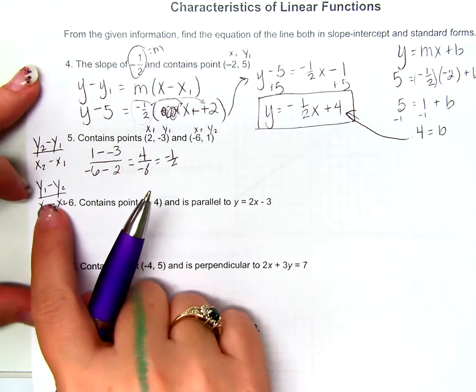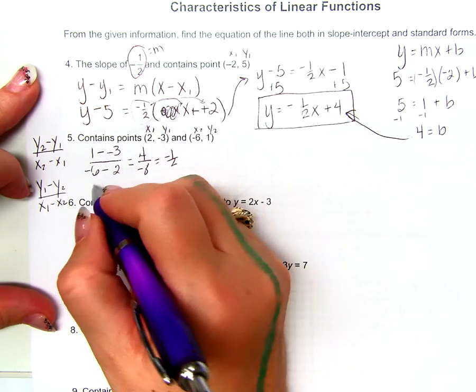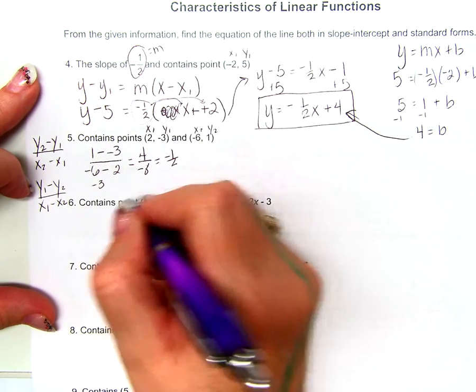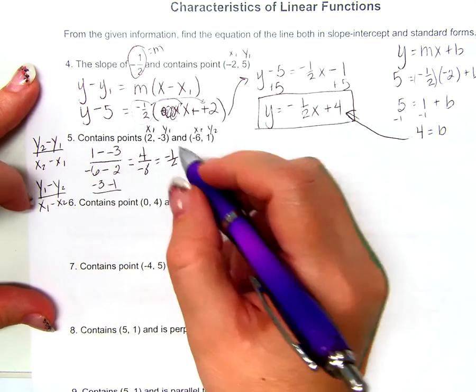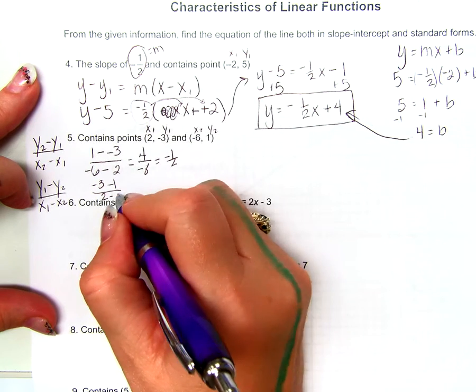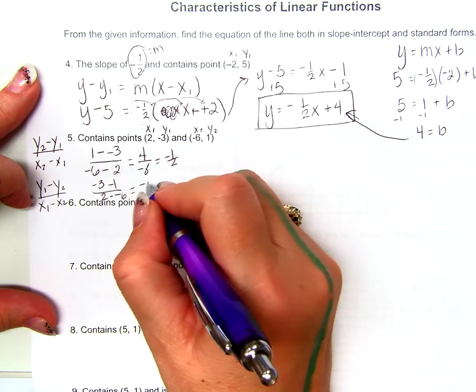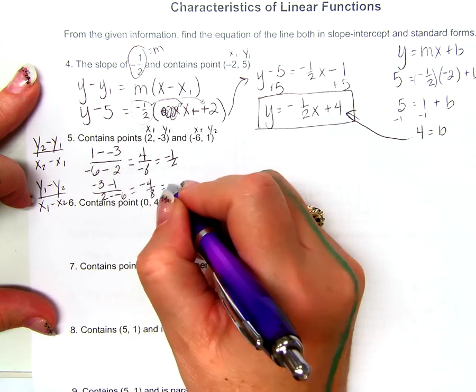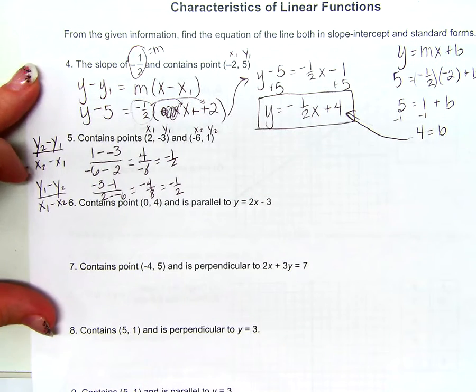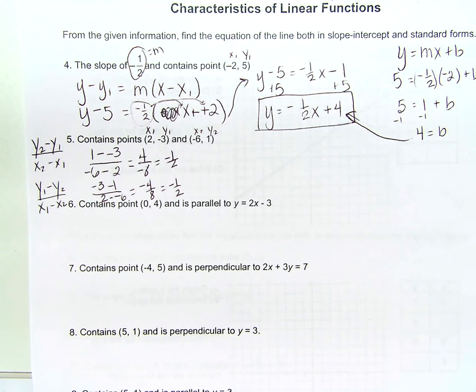Well, look at this. y1, -3 minus y2 over x1 minus x2, which gives me -4 over 8, which gives me -1/2. So it doesn't matter, does it?